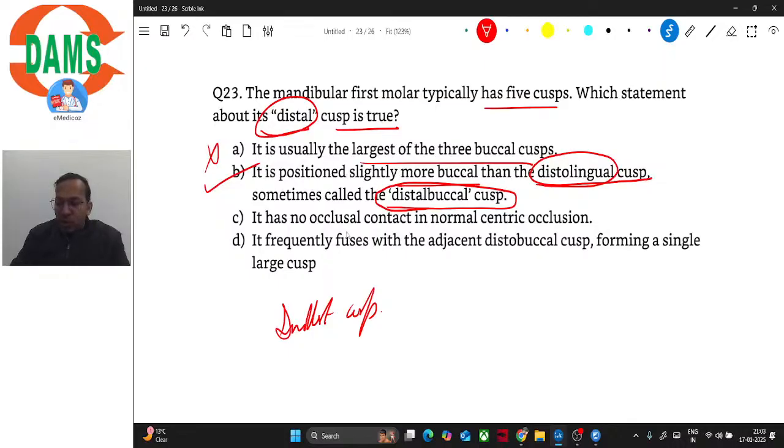Option C, it has no occlusal contact in normal central occlusion. Why would that happen? That is seen only in non-functional cusps, like the lingual cusp of the lower first premolar or the cusp of Carabelli, which are non-functional cusps. Non-functional in the sense that they do not reach the occlusion. It frequently fuses with the adjacent distobuccal cusp, forming a single large cusp. This again is incorrect because it does not fuse with the adjacent cusps.